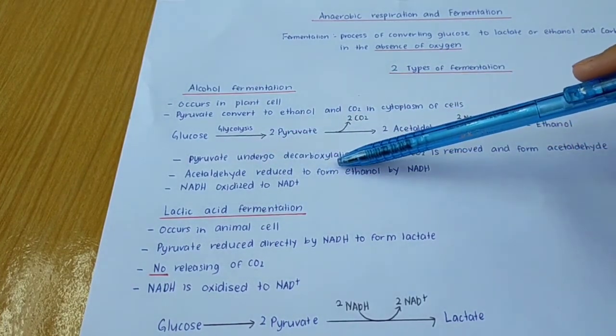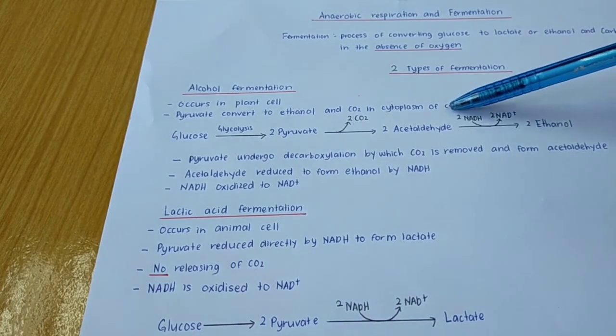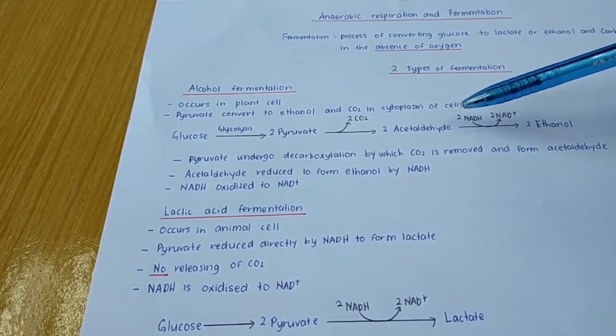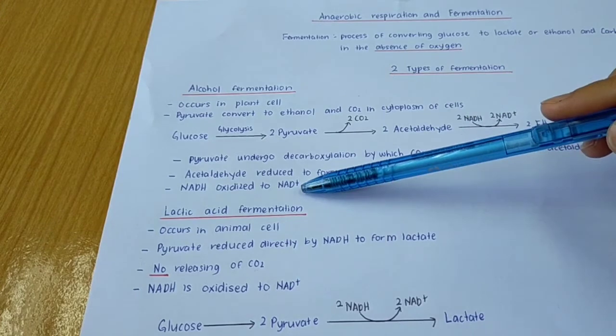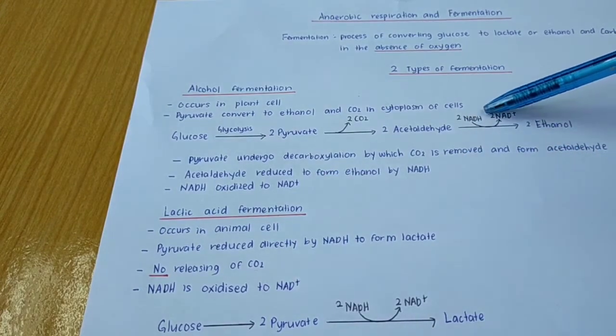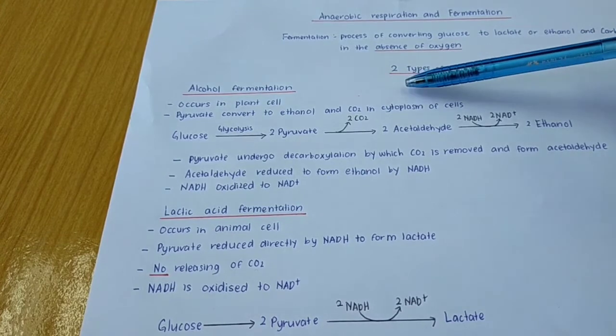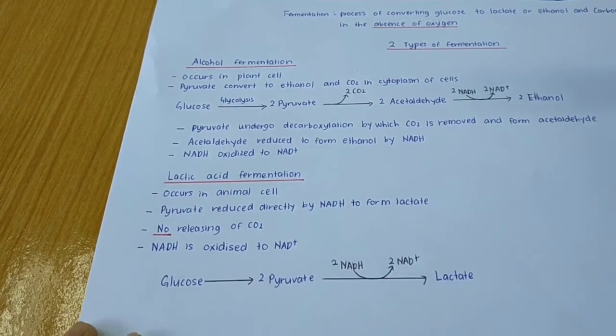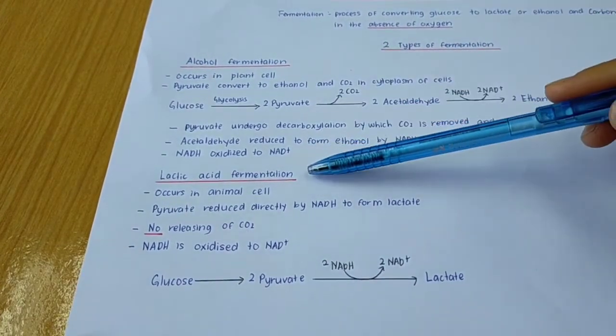And then what happened to acetaldehyde? Acetaldehyde is reduced to form ethanol by NADH. So what happened to NADH? NADH is oxidized to NAD+. Okay? So this is the process of alcohol fermentation. So what is the difference with lactic acid fermentation?